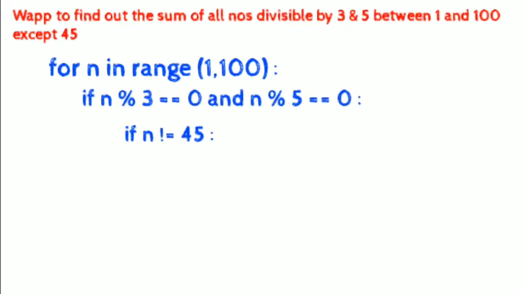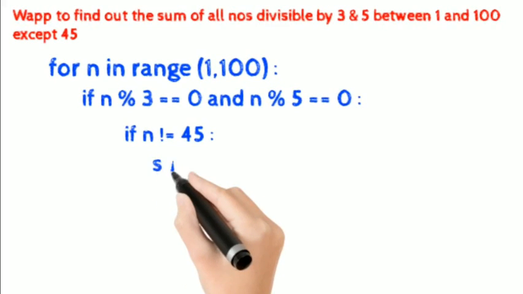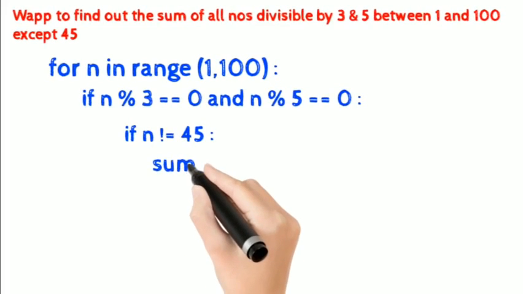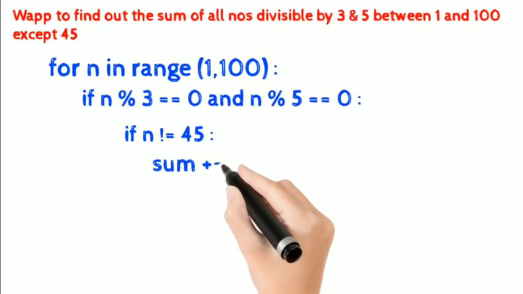So sum equal to sum plus n, or we can write sum plus equal to n, to find out the sum of the numbers that are divisible by 3 and by 5, and to exclude 45.